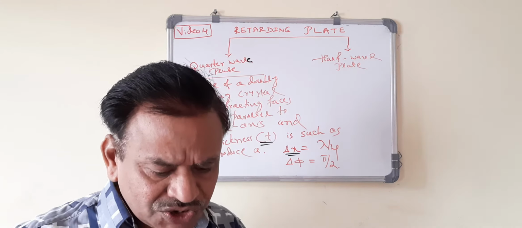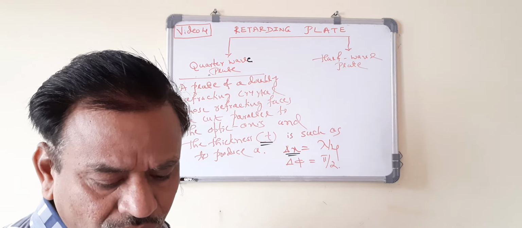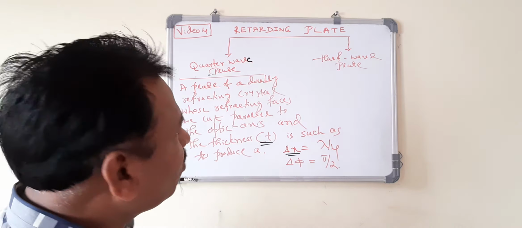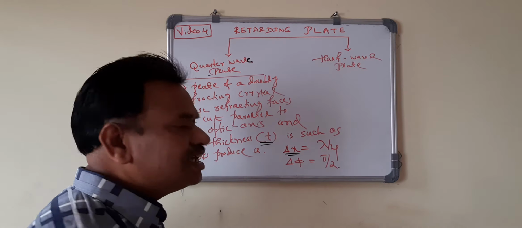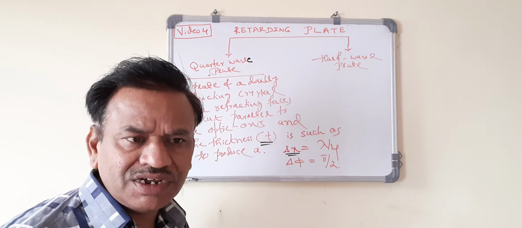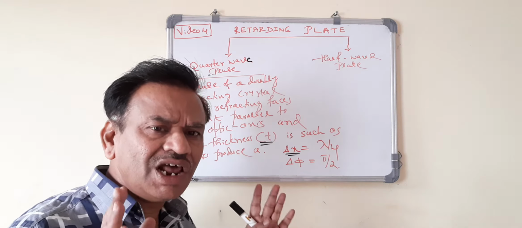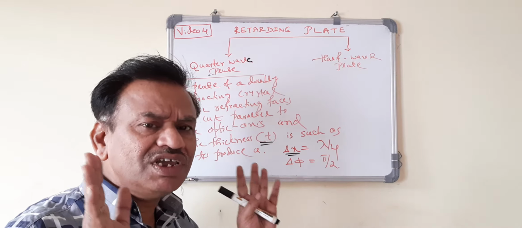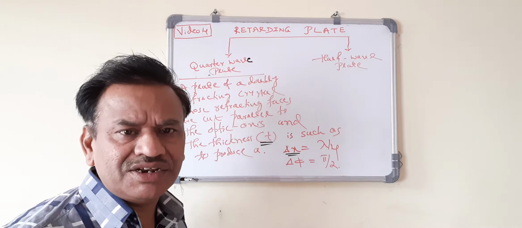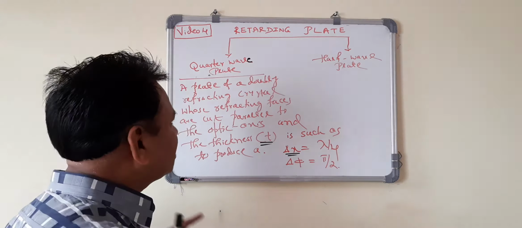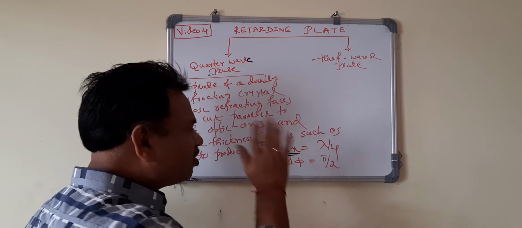You may ask the question: what is the use of the quarter wave plate? Why are we doing all this in designing the quarter wave plate? The quarter wave plates are used to produce circularly polarized light, and also elliptically polarized light.